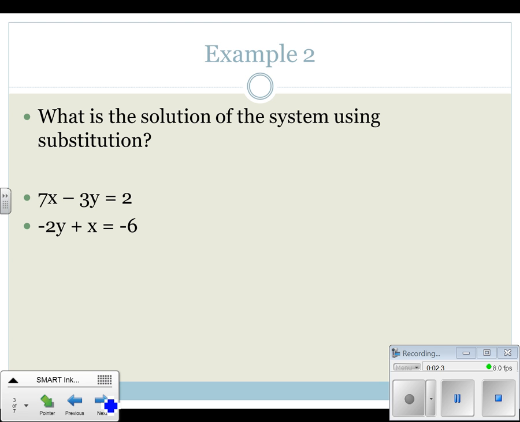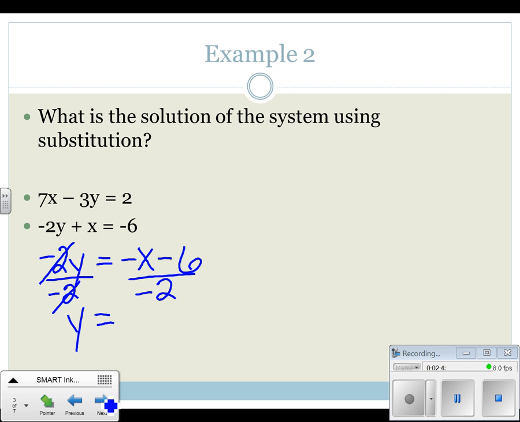So I'm going to take negative 2y plus x equals negative 6, and subtract x from both sides. I'm left with the opposite, negative x minus 6. Now I have to divide both sides by negative 2. So I'm left with y equals 1/2 x plus 3. So now we have y all alone in this second linear equation in the problem.